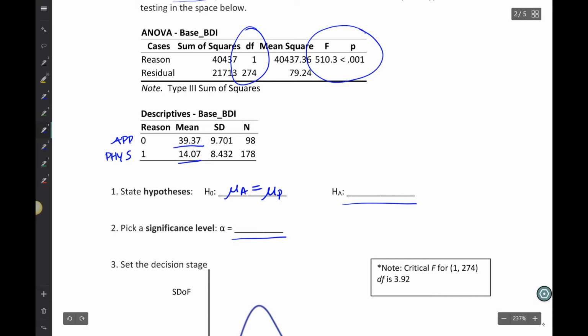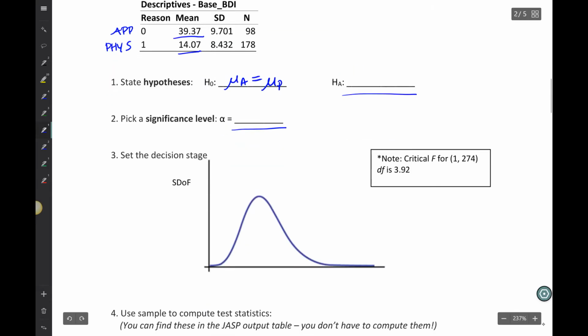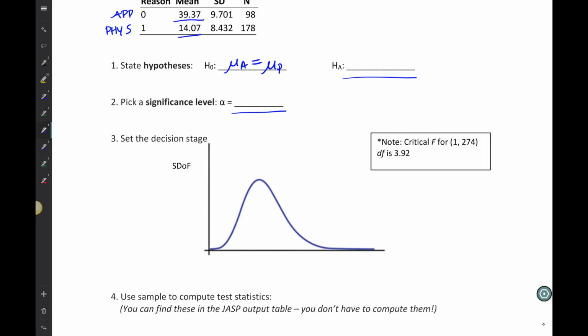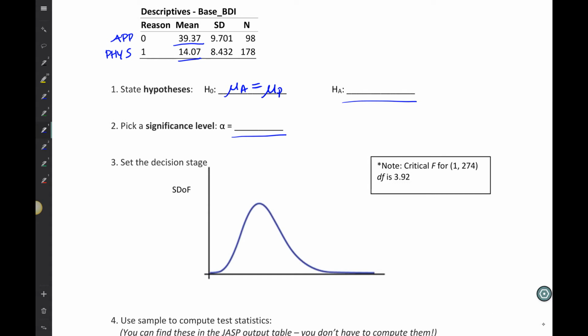You should hopefully by now know what goes in step number 2, alpha level, always the same in our class. This step is going to look a little different because the F curve looks different from the T curve. So don't get too hung up on this part here. What I'm looking for you to think about is there will be at some point on here an F value that represents the critical F. So in this case, the critical F that we are going to use is 3.92.